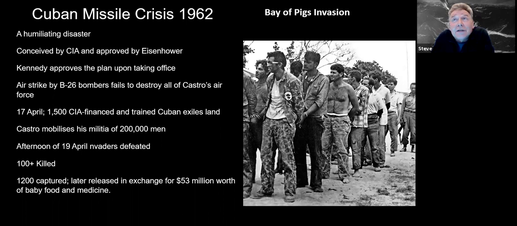Castro, though, and his militia were mobilized, and they soon outnumbered them. And just a couple of days later, the invaders were defeated. 100 plus were killed and 1,200 captured, and then later released, but for, as it says there, $53 million worth of baby food and medicine, which seems a good deal.